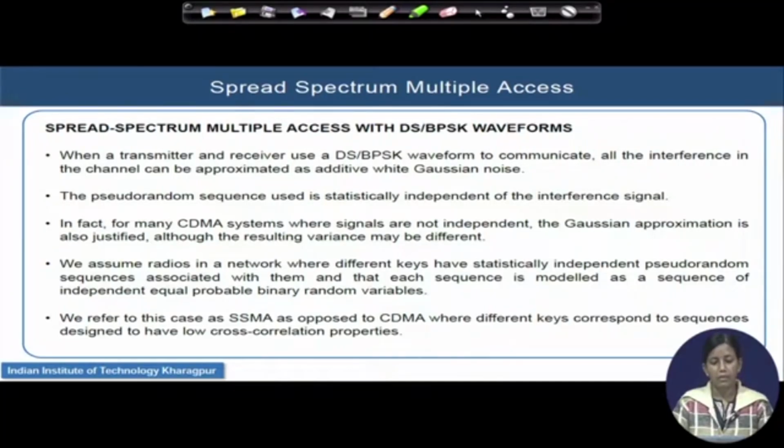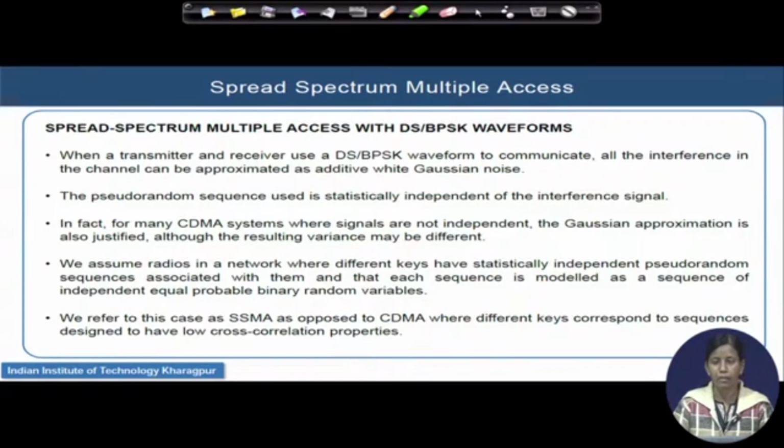Spread spectrum multiple access, now with these direct sequence BPSK waveforms. When a transmitter and receiver are using direct sequence BPSK waveforms, you are receiving the signal with additive white Gaussian noise, and with multiple users on, all other interference can also be modeled as additive Gaussian, having a Gaussian distribution.